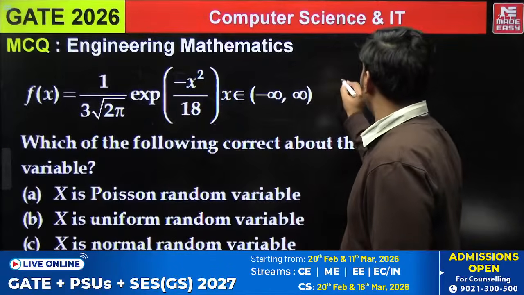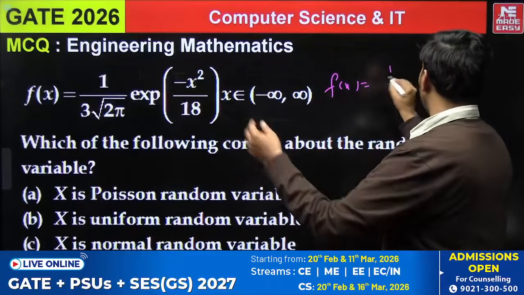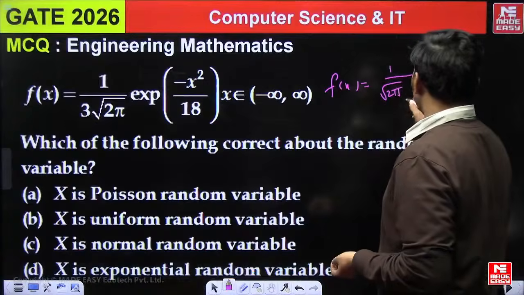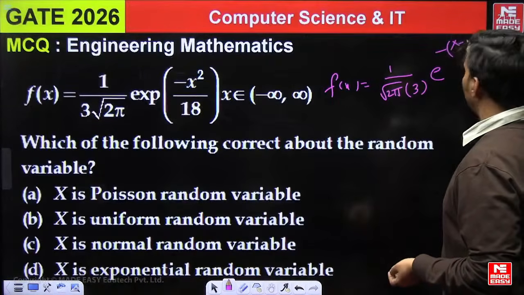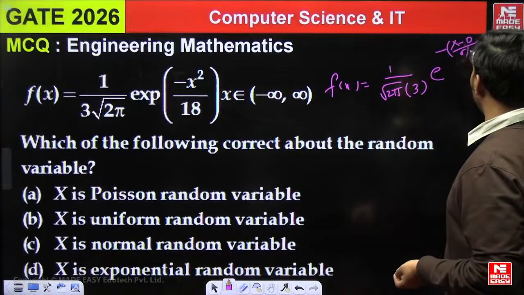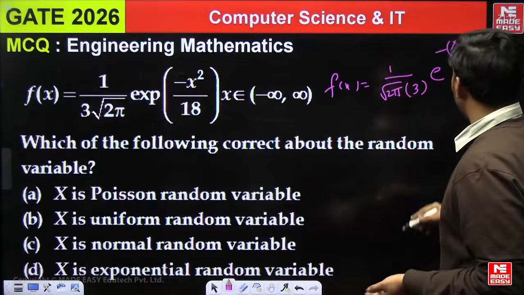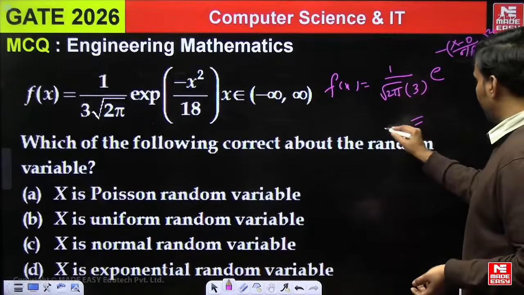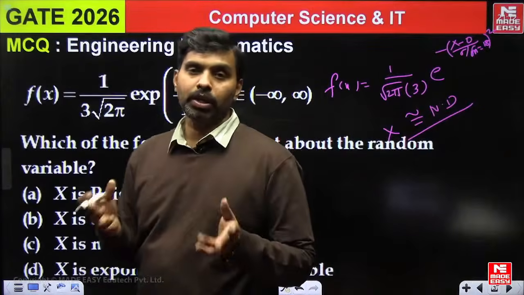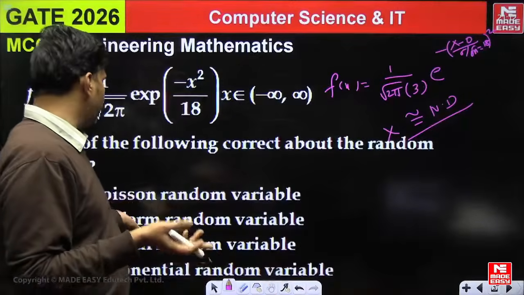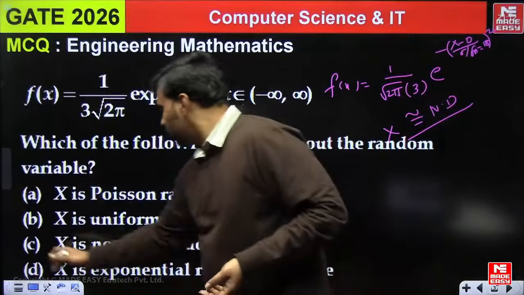This is very clear. So this probability density function, if you look at it, directly you can see that this is 1 by root 2 pi, this sigma is given as 3, e to the power of minus of x minus 0, by sigma by root n, which is equal to how much? 18. So square, he said square. So this is what you can say: x follows a normal distribution, because the probability density function given is that of a normal distribution, so the random variable will become a normal random variable. So therefore here x is a normal random variable.